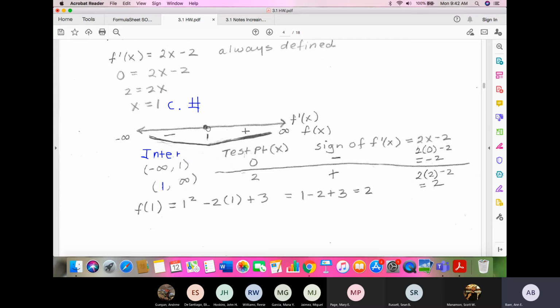This one critical number that we got just broke this x-axis here into two separate intervals, one from negative infinity to positive 1, and the other from positive 1 to infinity, not including 1. We don't want to include it because that's a critical number. So the next step after that is to find a test point. It's an x-coordinate.